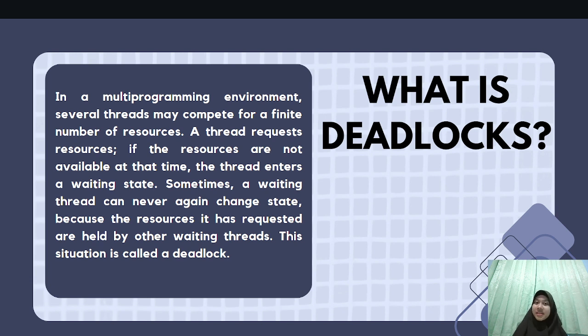In a multiprogramming environment, several threads may compete for a finite number of resources. A thread requests resources. If the resources are not available at that time, the thread enters a waiting state. Sometimes a waiting thread can never again change state because the resources it has requested are held by other waiting threads. This situation is called a deadlock.